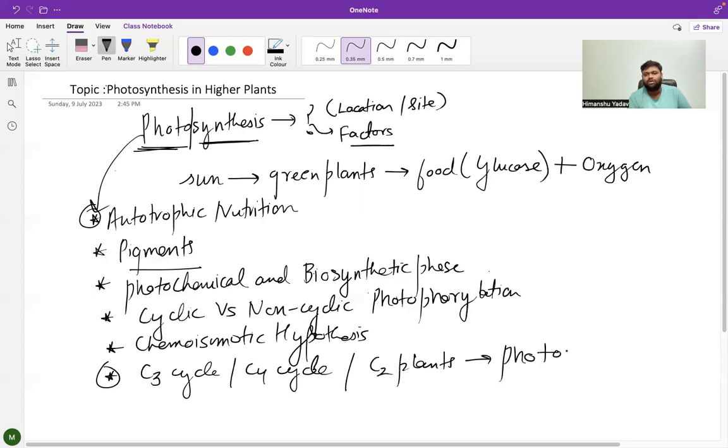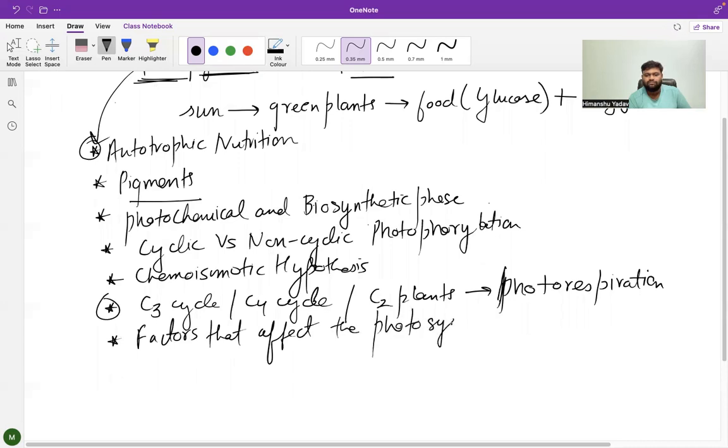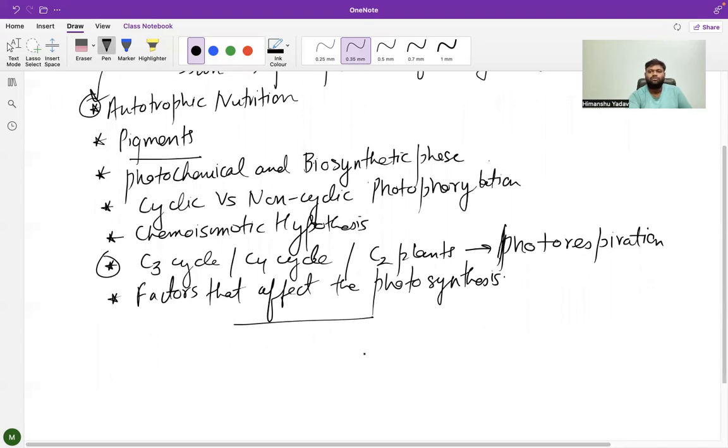I will explain all the terms which are involved, but please understand how we'll be going through the class, what will be the flow of the class. It is important to understand, and of course in the end we'll be looking at the factors that affect photosynthesis.